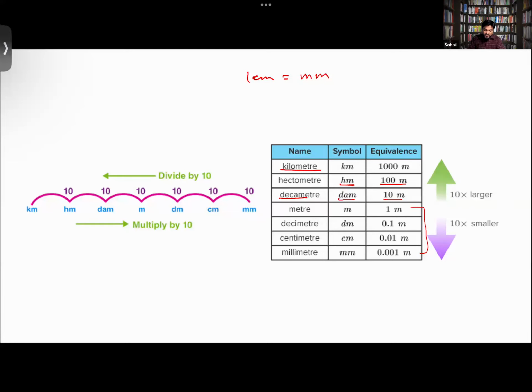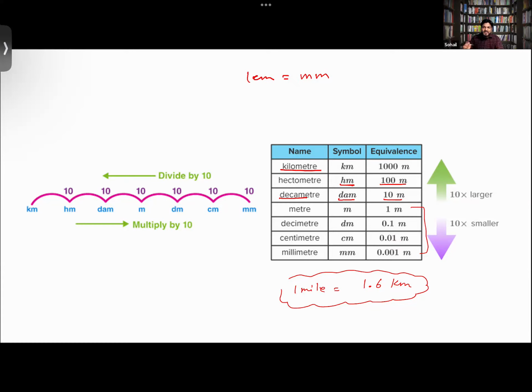And then there's one more unit. It is not part of the SI units, but mile. In 1 mile, how many kilometers are there? 1.6 kilometer. You can note this down as well. We had several smaller units also, like 1 meter, which is equal to 10 decimeter, as I told you.